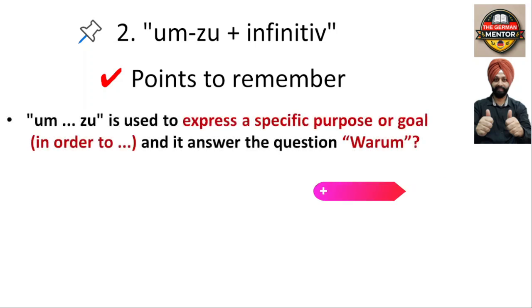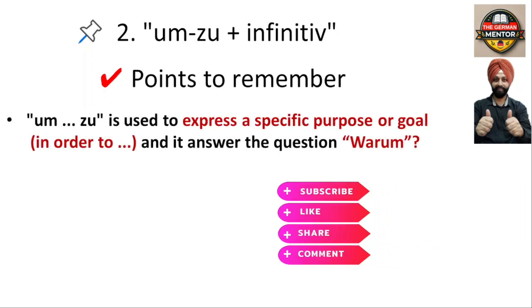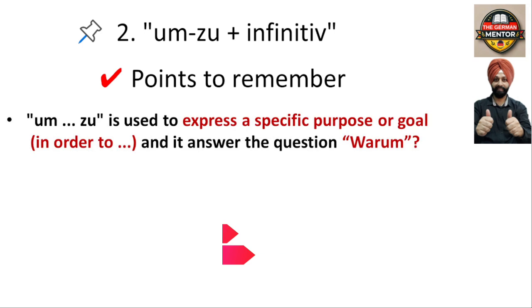How is it different? Um zu is used to express a specific purpose or goal, which means in order to, and it answers the question warum. So friends, when you are doing any task and there is a specific purpose or goal behind those tasks, then you use um zu plus infinitive, right? And it answers the question warum. Earlier we have seen that zu plus infinitive answers the question was.